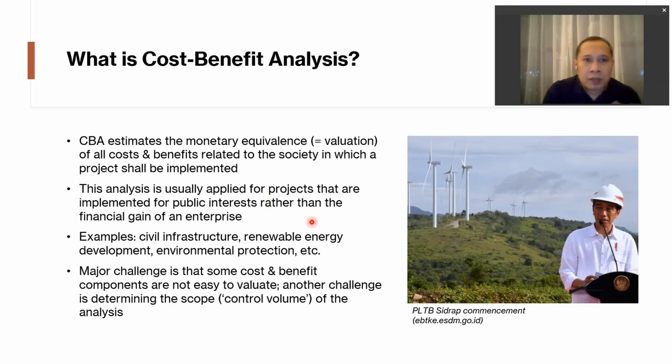Examples of projects that are suitable for CBA include civil infrastructures like this renewable energy installation here, environmental protection, and so on. The major challenge is that some of cost and benefit components are not that easy to evaluate. Actually, some of them are very, very difficult to evaluate. Another challenge is to determine the scope, or as we call it in chemical engineering, the control volume of the analysis.